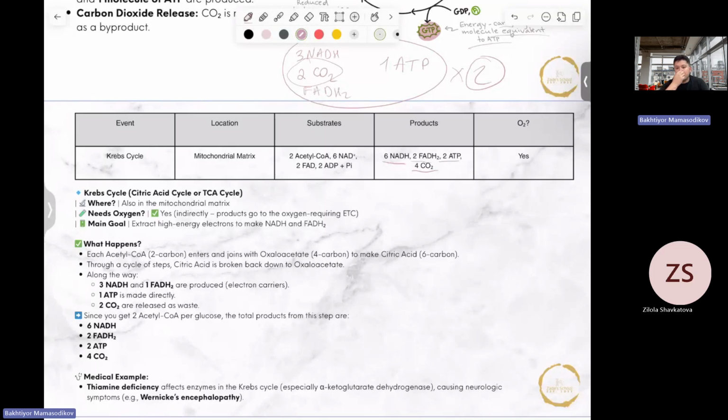Think of acetyl-CoA as a fuel tank. The Krebs cycle is an engine. It takes the fuel, the acetyl-CoA, and burns it cleanly and produces electric power, mechanical power, and smoke. Electric power is NADH and FADH₂. Mechanical power is actually ATP, and the smoke is carbon dioxide. This is a simple analogy.